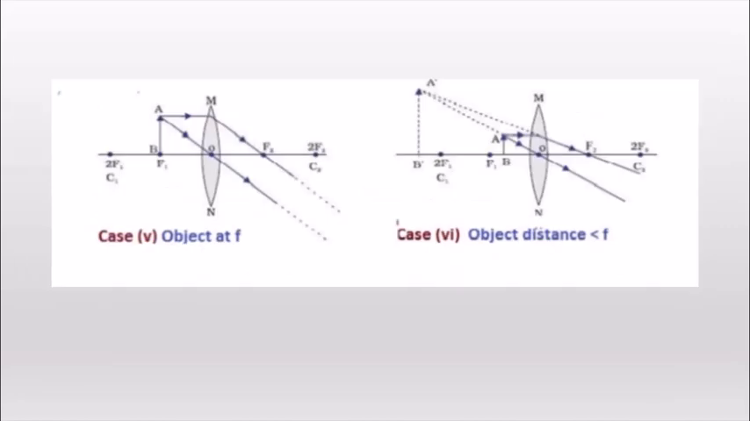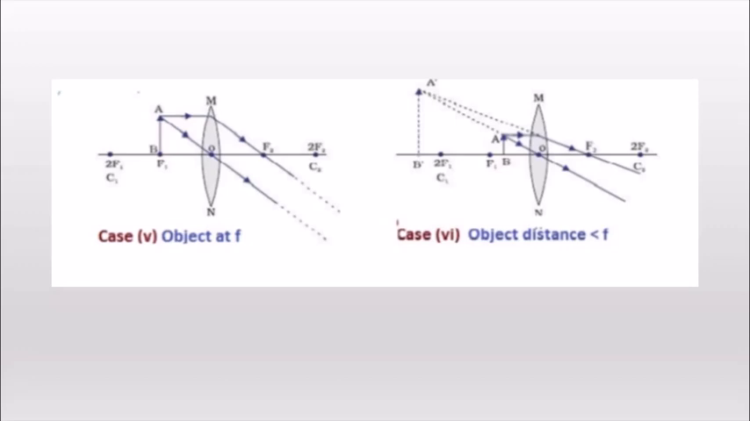Fifth case is when you keep your object at f1, so AB is our object and we have kept it at f1. The position of the image that will be formed will be at infinity, very far away. The size of the image that will be formed will be very large, and again it will be a real and inverted image.